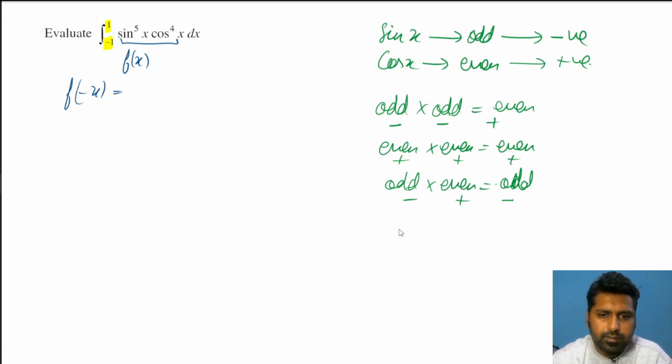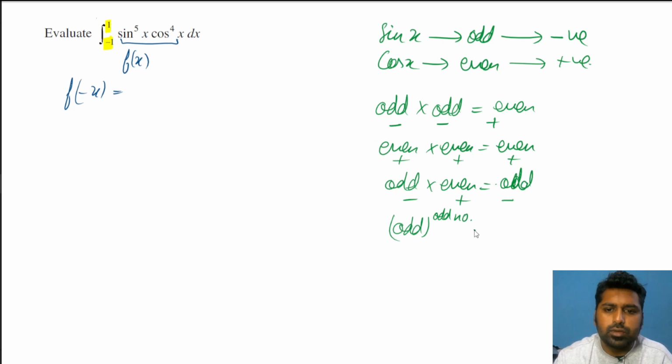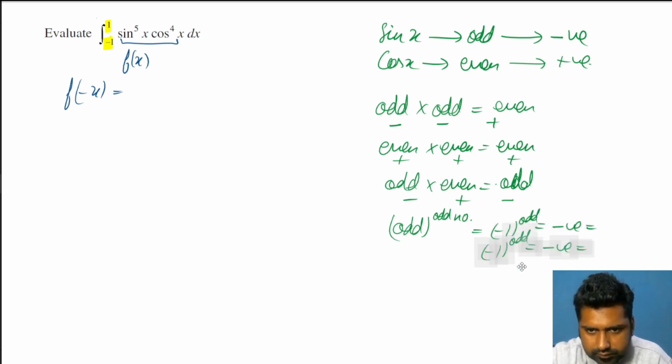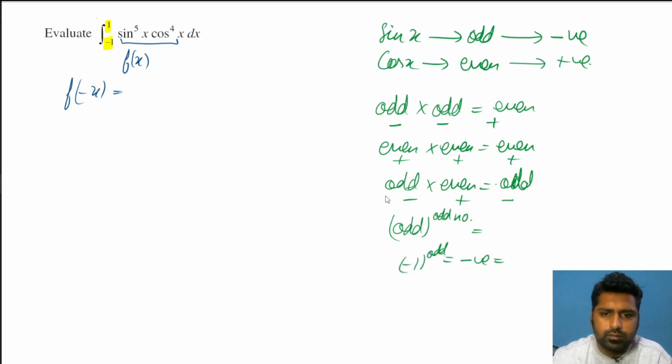What else? Suppose you have an odd function raised to an odd power. Remember that I'm not saying the power is an odd function, the power is an odd number. So try to think, what is the result of -1 raised to an odd power? Negative or positive? Negative. So -1 raised to an odd number is negative, so negative means odd.